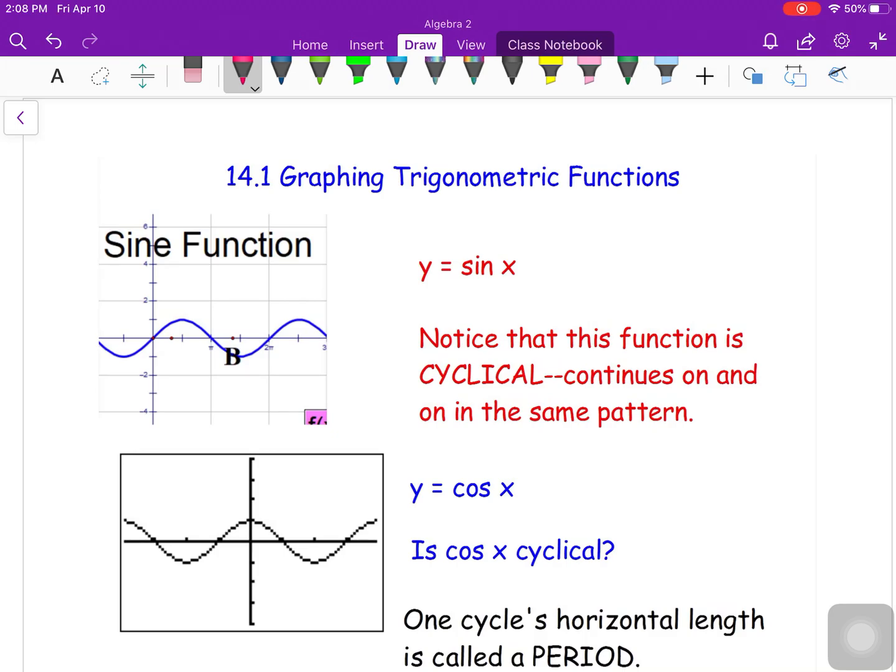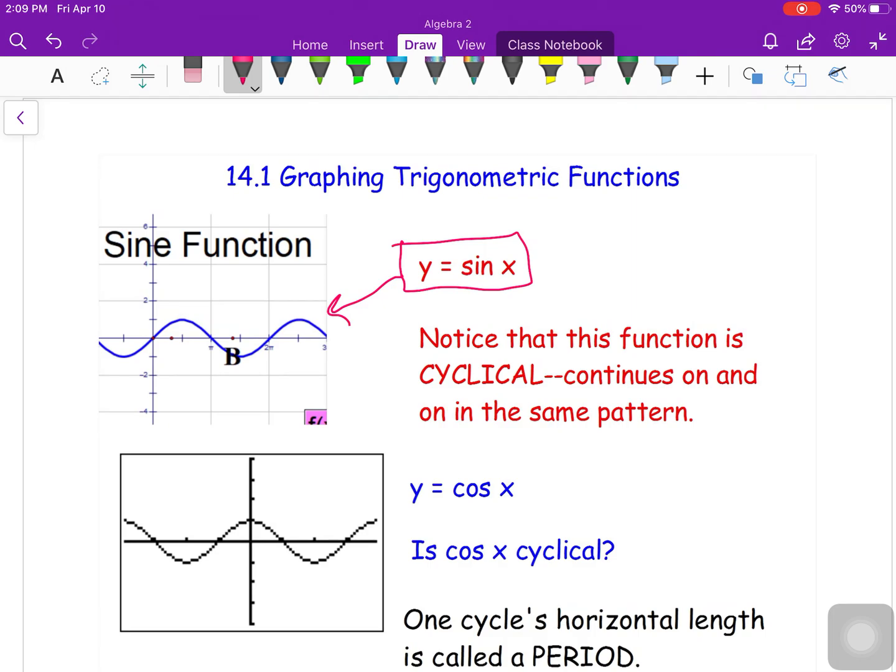Today I'd like to talk to you about how to graph these trig functions that we've been studying. So first I want to show you what the functions look like graphically, and then I'll show you how you can graph them. So the first function we're looking at is the equation y equals the sine of x. And when you graph it, it will look like this.